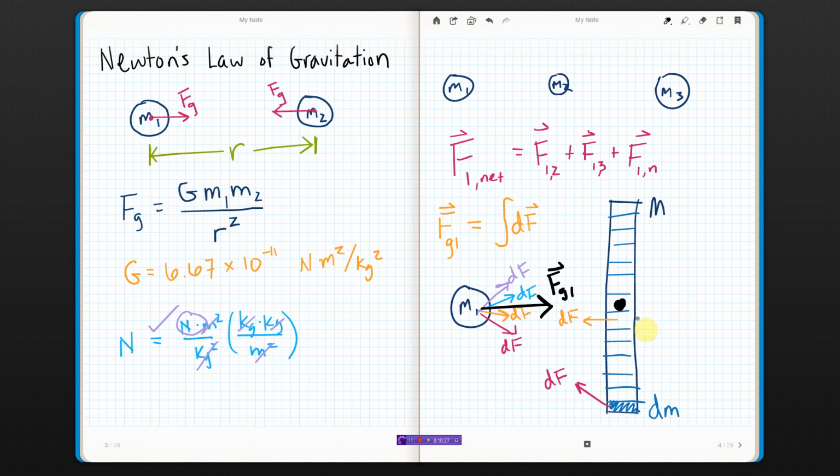Okay, next we're going to talk about gravity near Earth's surface, and then we're going to talk about gravity inside of the planet.